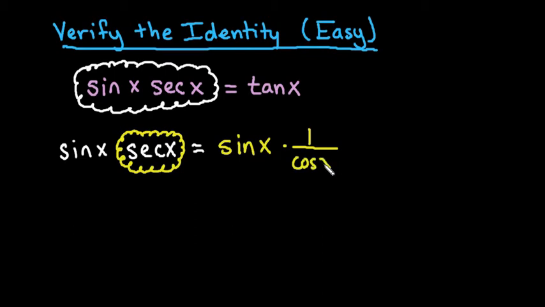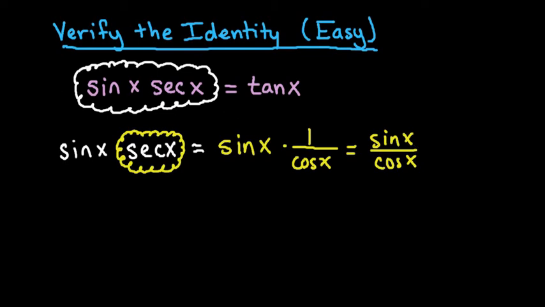And then if I simplify this, it gives me sine x over cosine x, which is another form of tangent, because remember that tangent is opposite over adjacent. If you look at the unit circle, the opposite is always going to be the sine or the y. The cosine is always going to be the x coordinate or the adjacent side. So that is just another way of writing tangent.